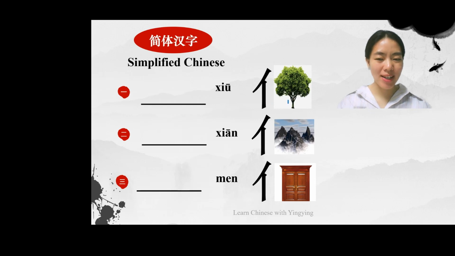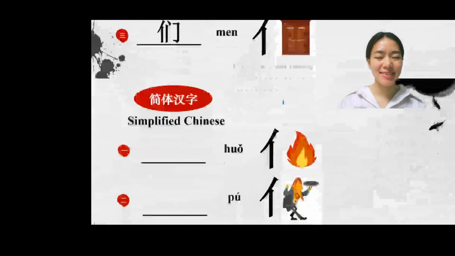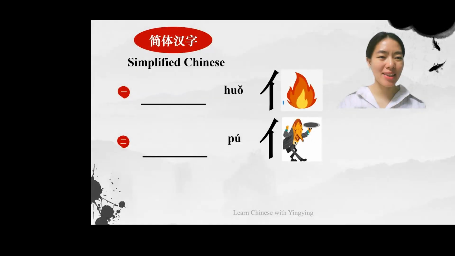So the first word is 休. 休, it means rest. The second word is 仙. 仙, it means immortal. The third word is 闷. 闷, it means it changes a singular form to a plural form. So how about these two? Can you write them according to the pronunciation and the picture?